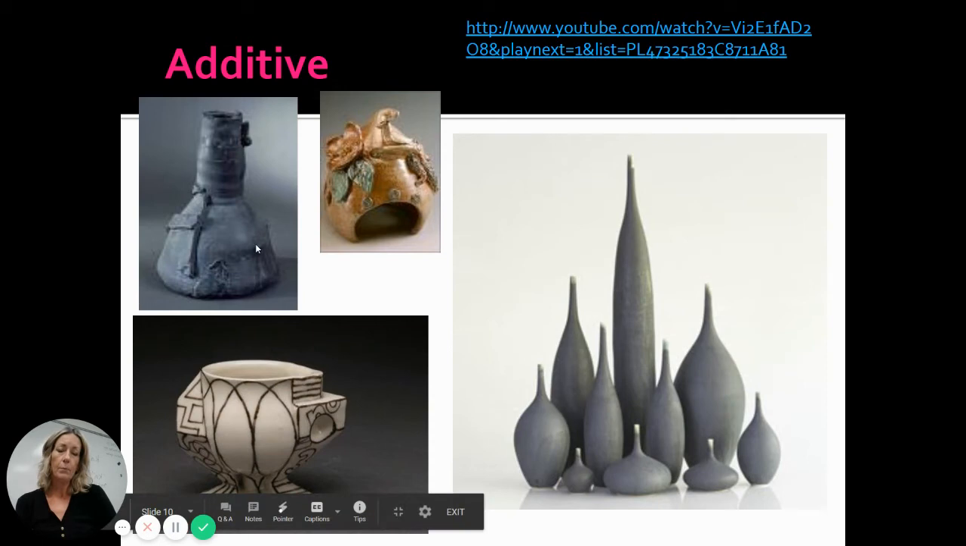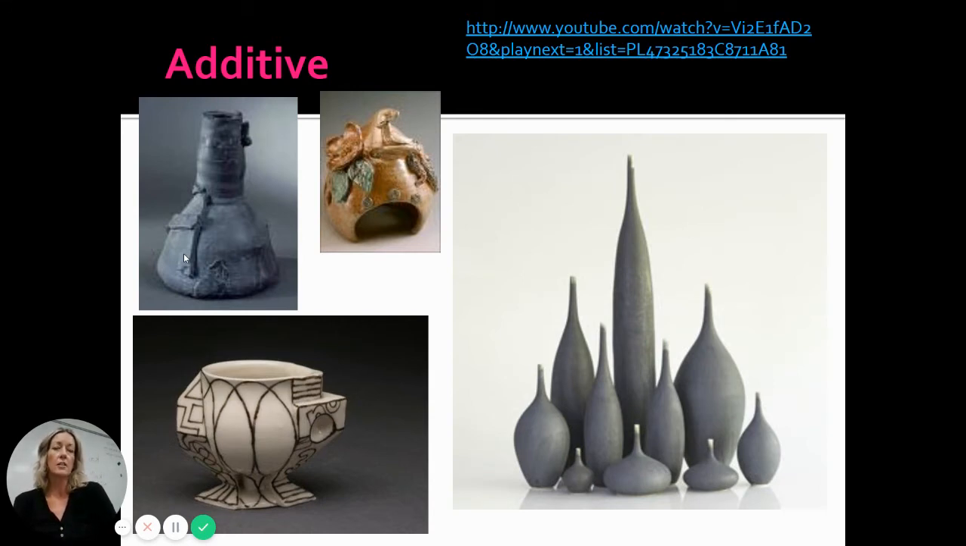This is another example of additive, taking a thrown form and then adding, scoring, pieces of clay on top of it, even if it's just for decorative purposes. You are still taking something that you threw on the wheel and then changing it and continuing to alter it once it's been off the wheel.